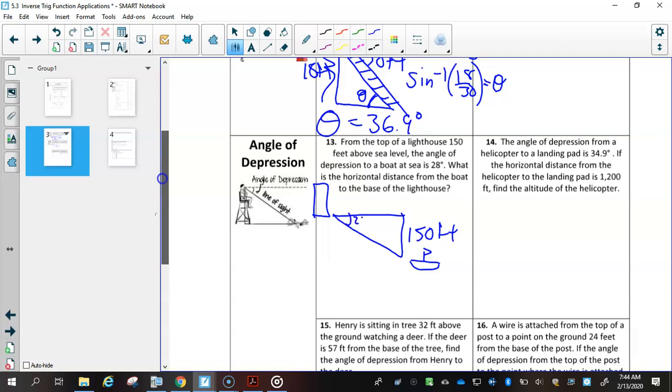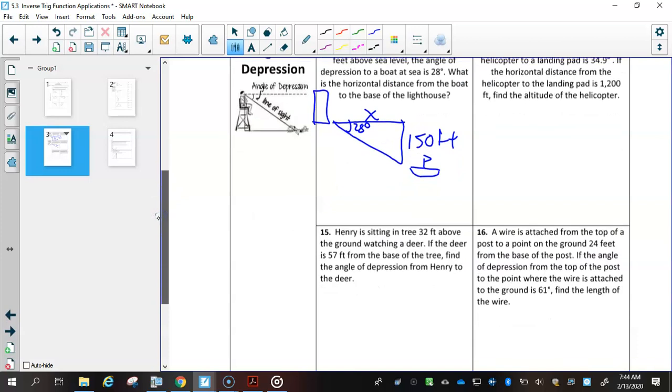The angle of depression here would be 28 degrees. And we're looking at, if they were on the same height level, how far away would they be from each other? So you're still using those trig functions. Your picture is just a little weird. This would be tangent. It doesn't matter if you get the exact same answer. Basically it would be the same process to solve for x.